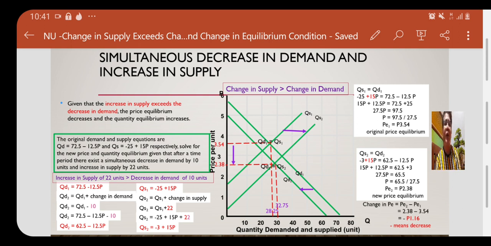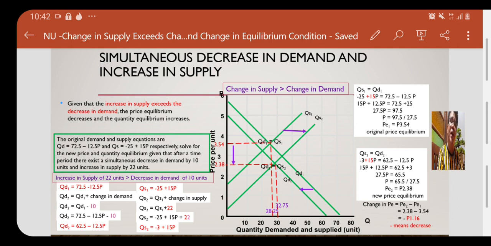Now let us refer to the problem statement. The original demand and supply equations are QD equal to 72.5 minus 12.5P, and QS is equal to negative 25 plus 15P respectively. Solve for the new price and quantity equilibrium given that after a time period there exists a simultaneous decrease in demand by 10 units and an increase in supply by 22 units.